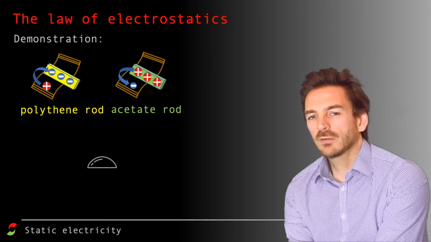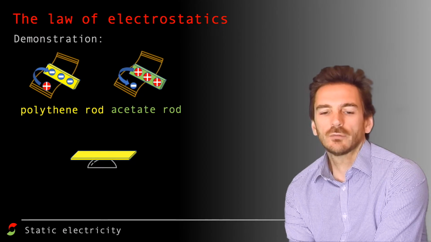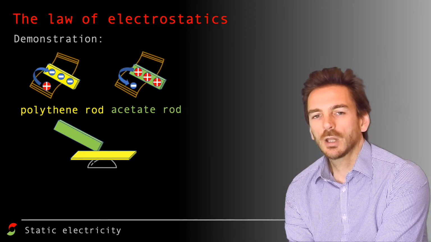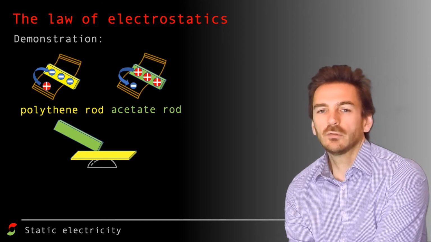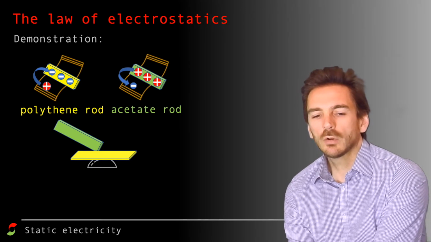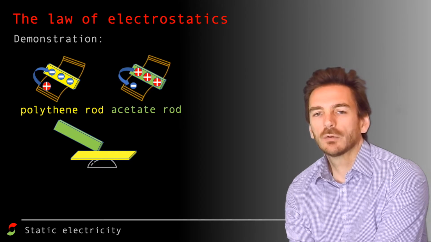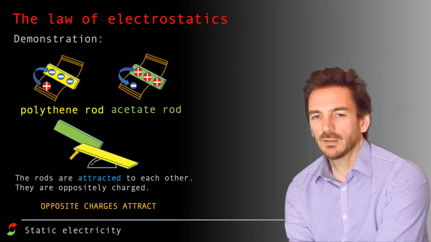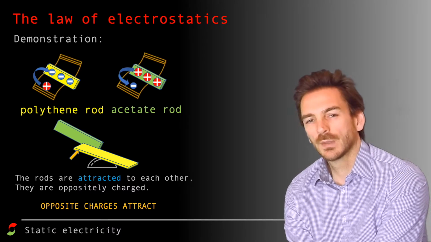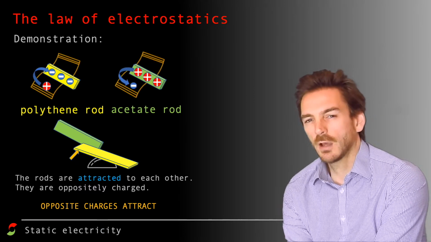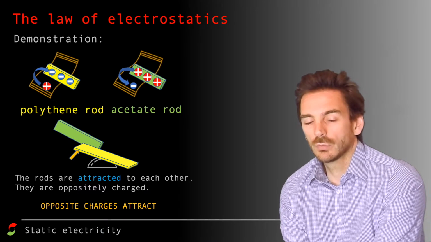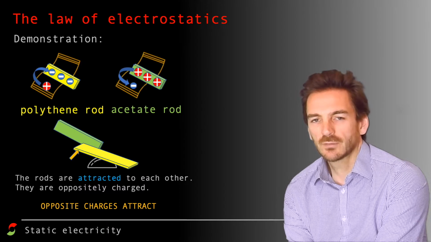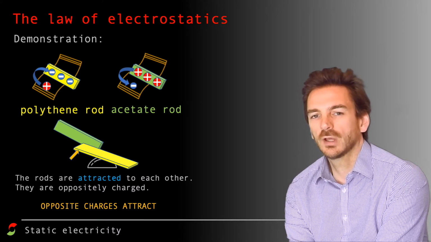Then we're going to get our upturned watch glass and place one of the rods on there, in this case a polythene rod. Remember, the polythene rod is negatively charged. We're going to bring close to it an acetate rod, which is positively charged. We're going to look at what happens to the polythene rod. The polythene rod moves towards the acetate rod. They are attracted to each other. Because they have opposite charges, one of the rules for the law of electrostatics is that opposite charges attract. So that demonstrates that opposite charges are attracted.